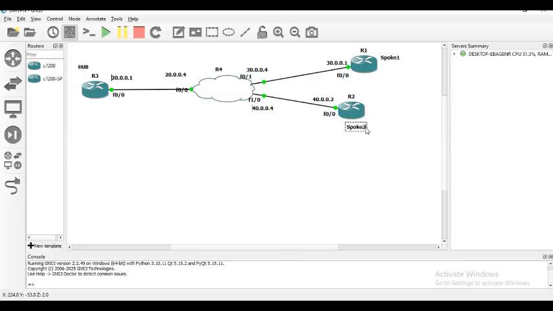R4 is connected to all these three networks directly. Why do you need to write any route? Not necessary.